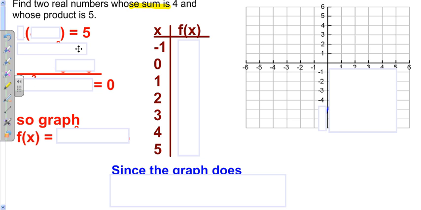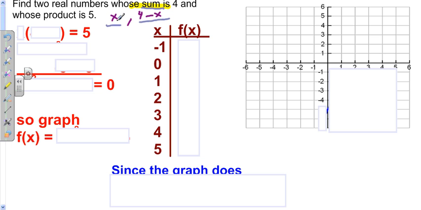So let's take a look at this one here. Find two real numbers whose sum is 4 and whose product is 5. Well, I'm going to say x is the first number. If the sum is 4, the other one would have to be 4 minus x. Because if you add these two together, the x's would drop, leaving you with 4, which we know we want.